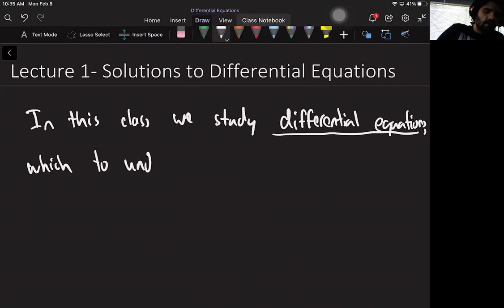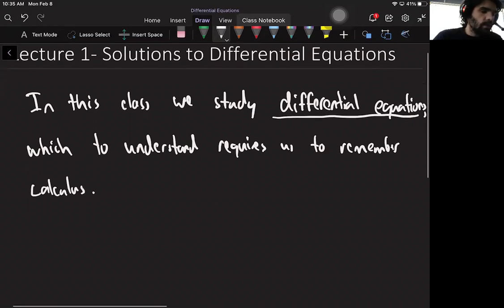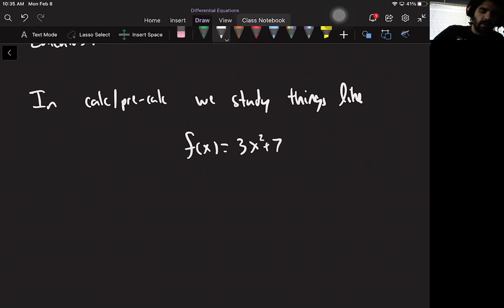To understand this, it requires that we go back in time and remember some calculus. Okay, so let's talk about that for a little bit first. We'll work up to what a differential equation is. In calculus and also pre-calculus, you spend a lot of time studying things like f of x equals, I don't know, 3x squared plus 7. So you see this kind of stuff a lot.